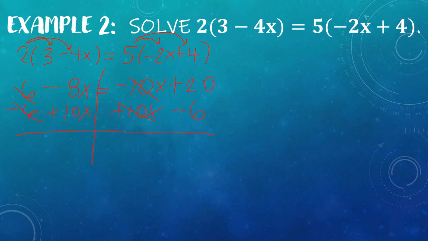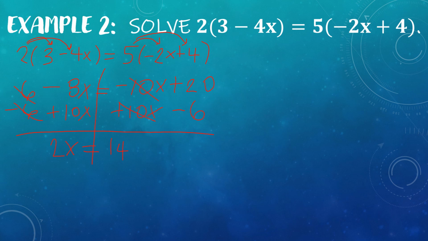All right, so now I'm going to combine those like terms. On the left side, negative 8x plus 10x is positive 2x. And on the right side, 20 minus 6 is 14. Now I have a coefficient of 2 sitting in front of that x.